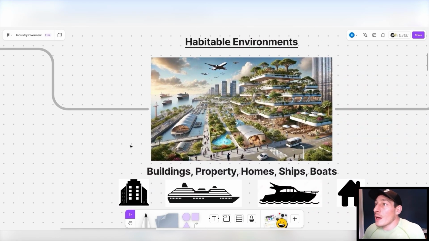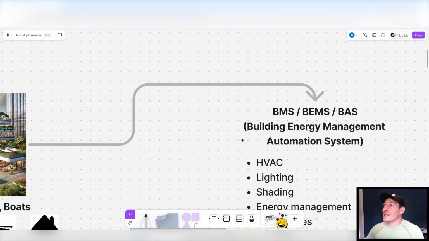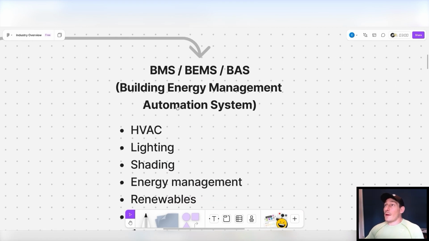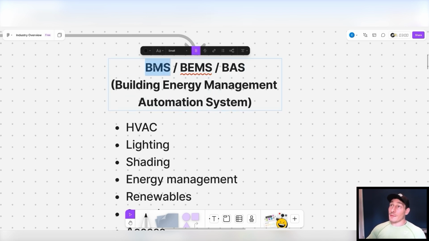Okay, so back to habitable environments. We're still sticking with habitable environments. Now let's go over to this side. And here is where we're focusing not on AV, not on audio visual. We're focusing specifically on BMS, BEMS, BAS, so building management systems, building energy management systems, building automation systems. This is more what people use over in the States. But ultimately, it all comes under building energy management automation systems. That's what we're going to call the stuff that we're looking at the moment.